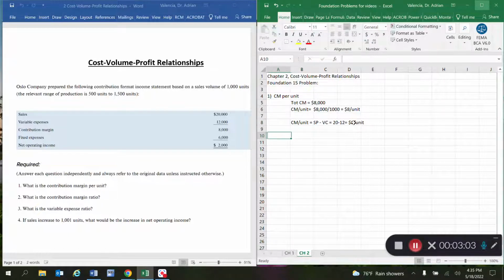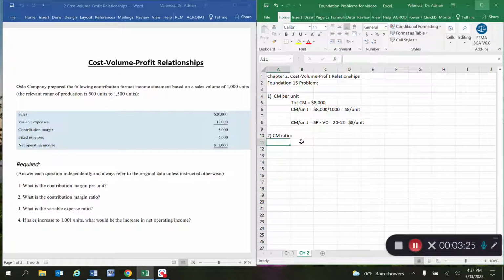Okay, so that's pretty straightforward. And the math behind it is not what we're interested in. It's how we use this $8 per unit later on, as you will see as we continue on this problem. Second question is, what is the contribution margin ratio? All right, so let's go ahead and do that.